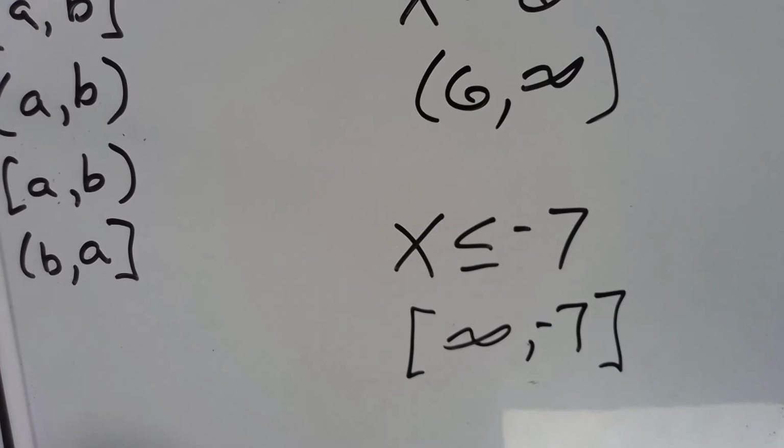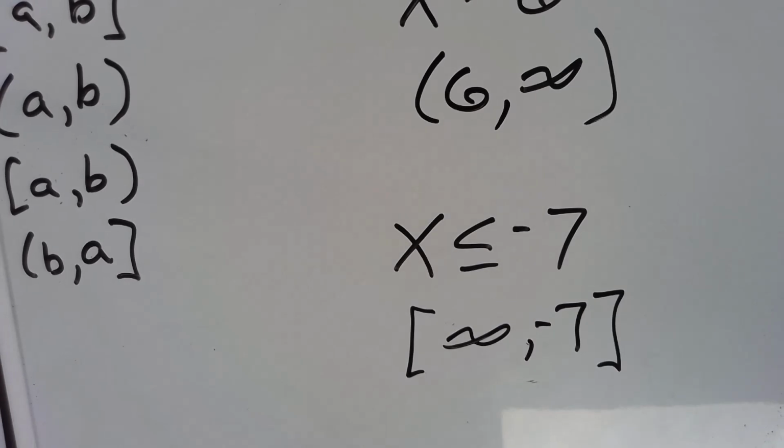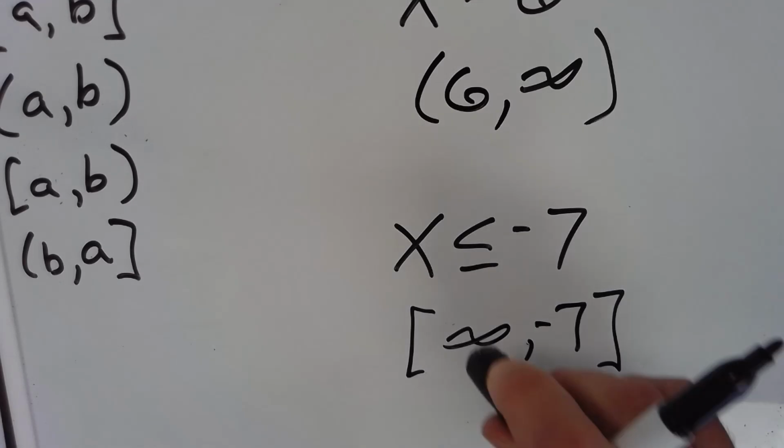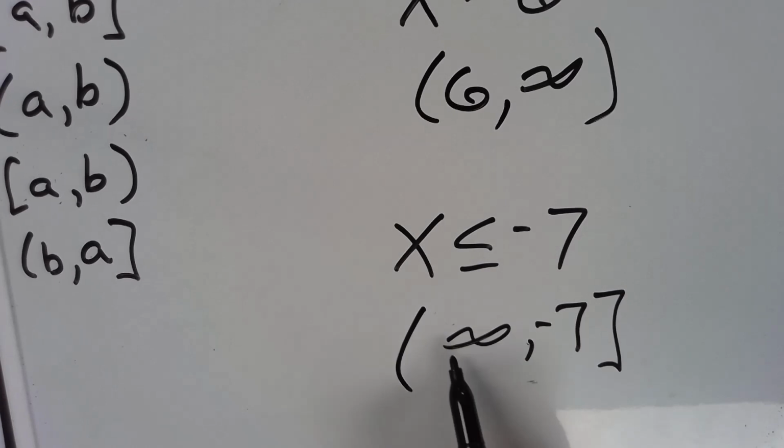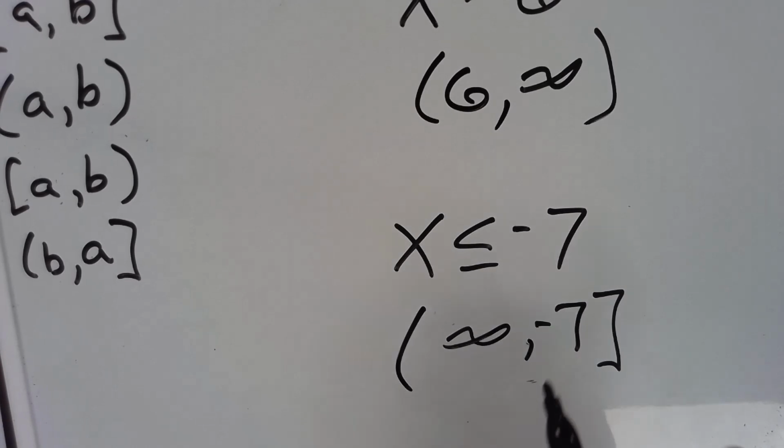Should be open. And then there's something slightly off over here too, because it should be negative. So if you're looking at the top there, page 4, you should notice that all the infinities have an open bracket. Can someone explain why that makes sense?